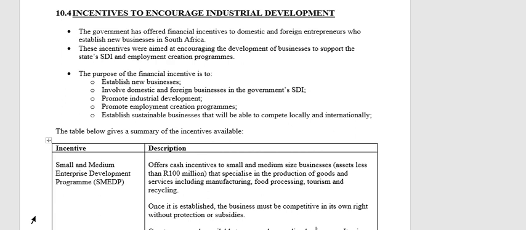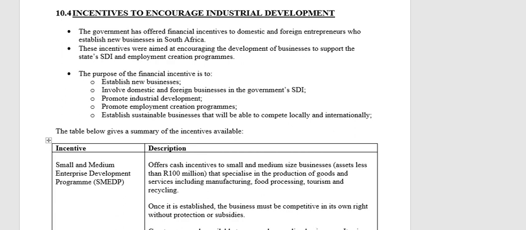All right, so now we said that the government obviously wants to encourage industrial development. They want to encourage businesses to establish in certain areas, and obviously they have to give them some advantage. They have to motivate businesses to want to establish in South Africa or in an IDZ or in an SEZ or whatever the case may be.